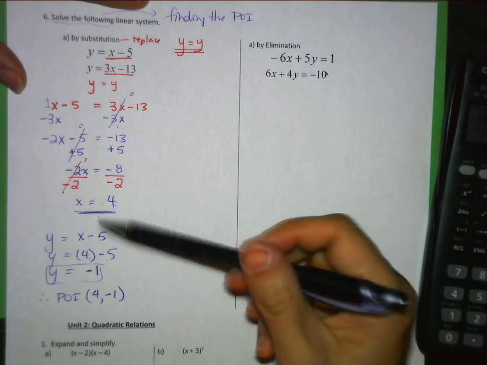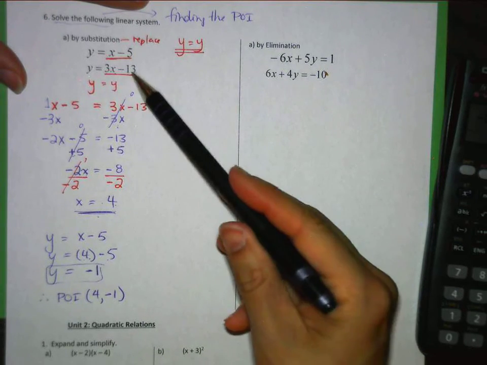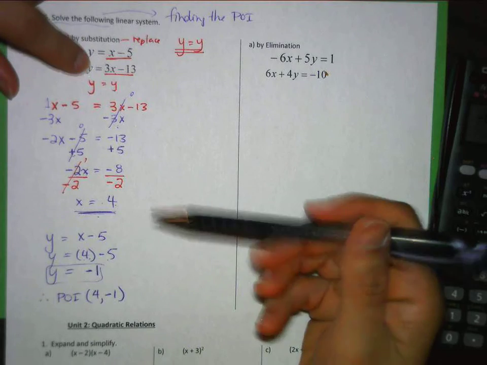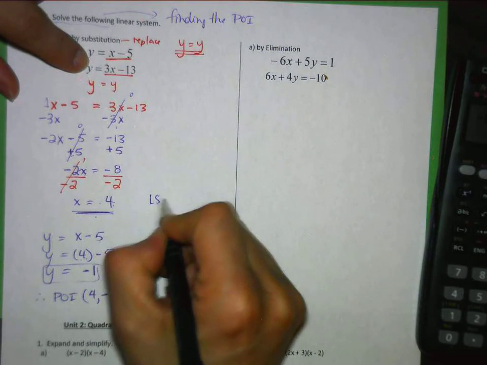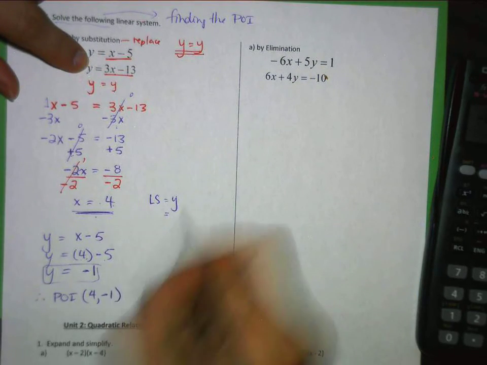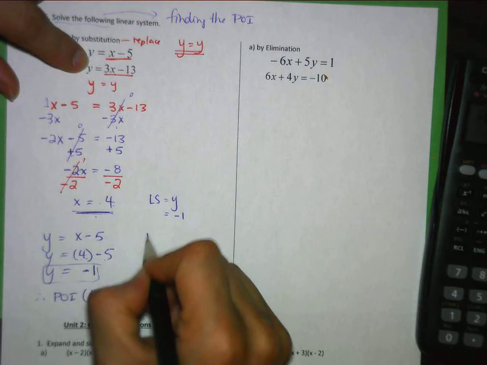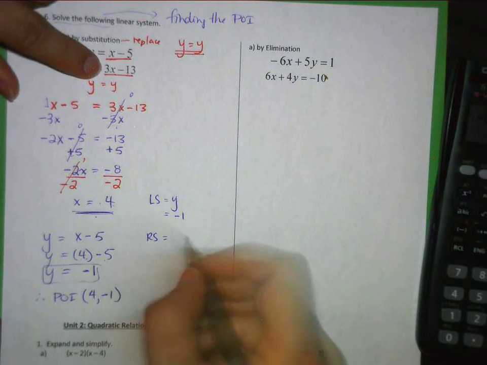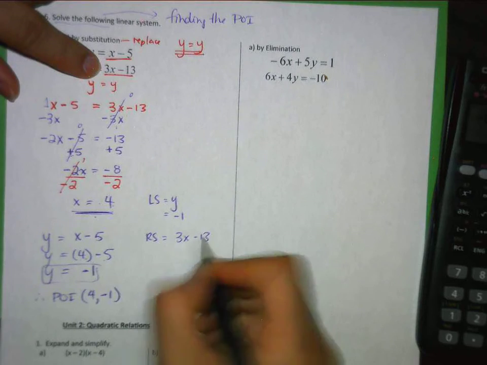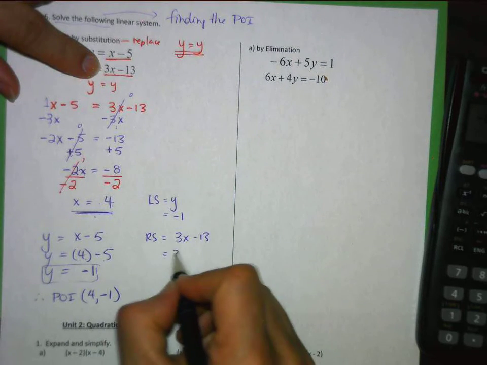Now, I'm not going to go ahead and check this one, but I'm going to do a left side, right side check on this equation. The left side is equal to y, and that's equal to negative 1. My right side of the equation is 3x minus 13. So I'm going to sub in for x.